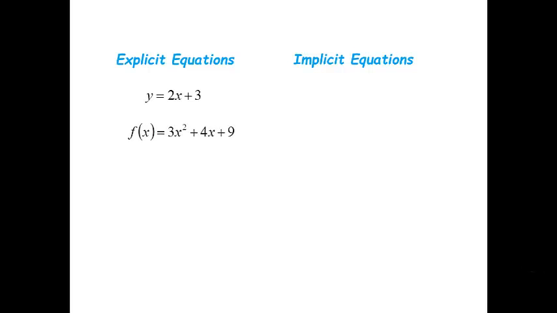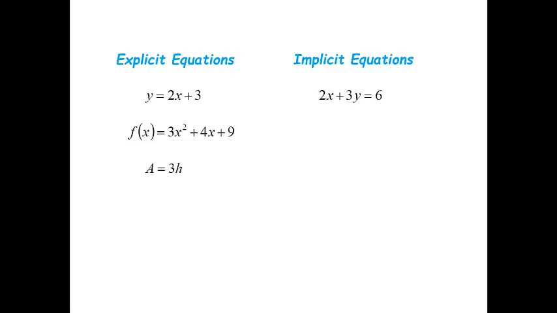Then we can have y in a different form, f of x, and we notice that y is on one side and x is on the other. These are explicit equations. Even if we have something that doesn't involve x and y, where we have one variable on the one side and the other variable on the other side, this is also an explicit equation.